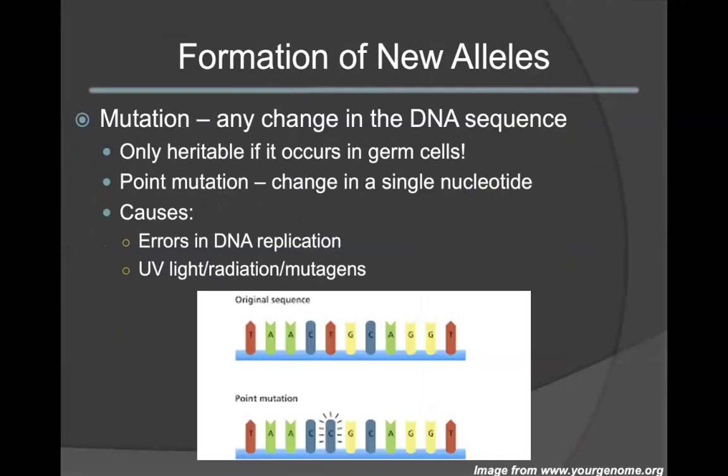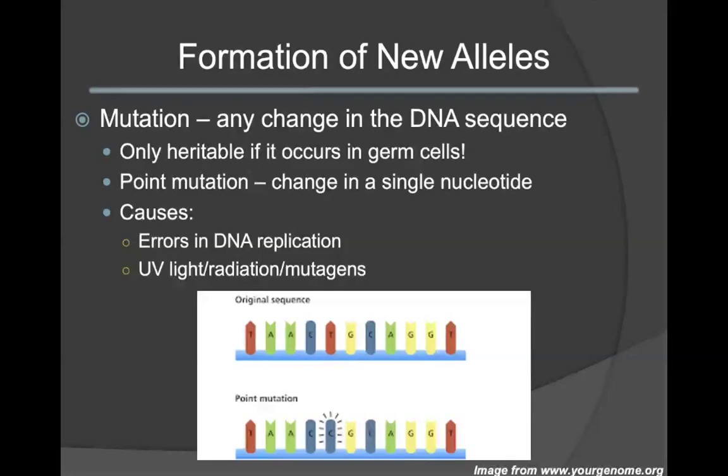A mutation can occur whenever the DNA sequence is changed. Remember, it is only heritable if it actually occurs in the germ cells, meaning that the germ cells will then allow for this mutation to be passed on to the offspring. If a mutation is not heritable, meaning it occurs in any of the autosomal cells, it cannot be acted upon by natural selection. A mutation can occur as a point mutation, which is a change in a single nucleotide.